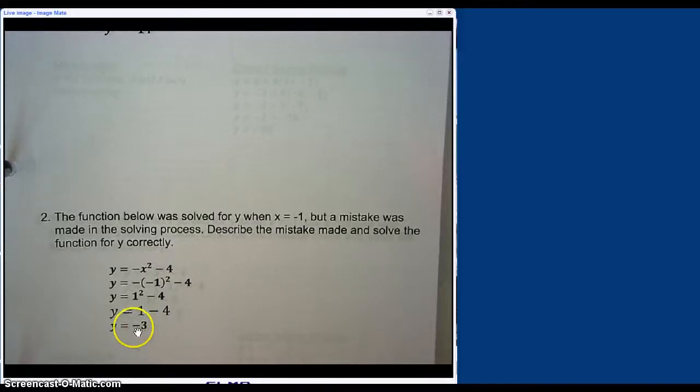It's not supposed to be -3. And I'll give you a hint. This is a power right here, and a negative in front of it means multiplication. So that's a hint. Let's see if you understand what to do.